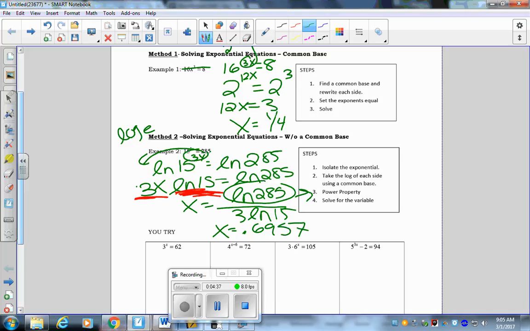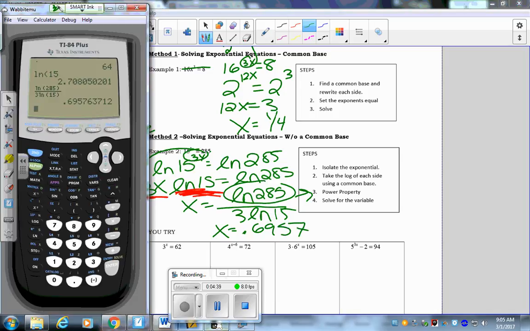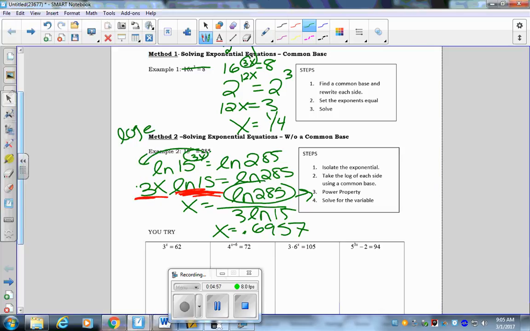All right, I want to check that. If I plug it back in really quickly, I can do 15 to the 0.6957. It might not be perfect because we did round, but that's okay. It should be close enough. 284.85. It's 285. If we hadn't chopped off our number, we would have gotten there. Nice.